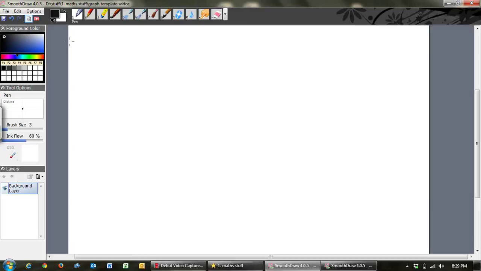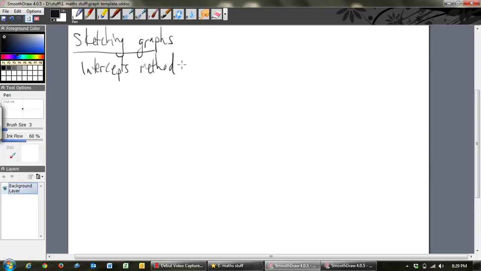G'day again. In this video I'm going to be sketching graphs again, but in particular I want to show you the intercepts method. This is usually a much quicker method of sketching, and we use it in general when we've got something like AX plus BY equals C. When it looks like that, that's when we'll be using this method.